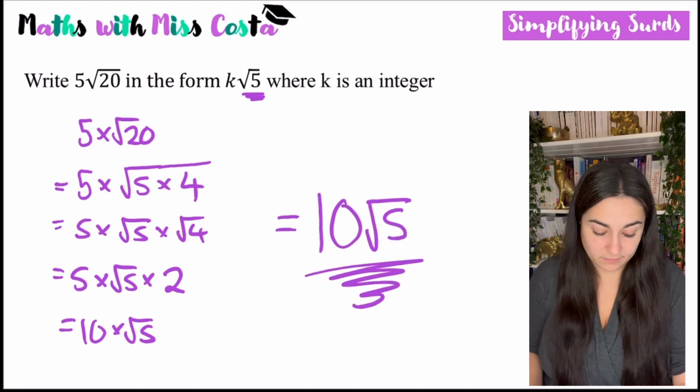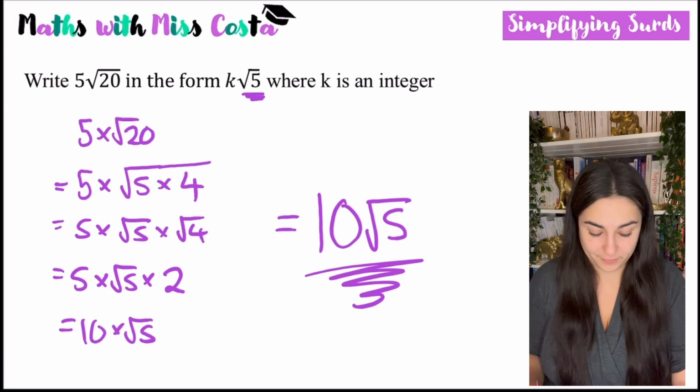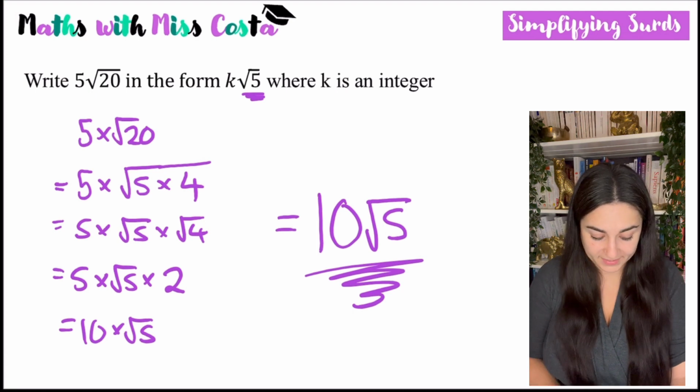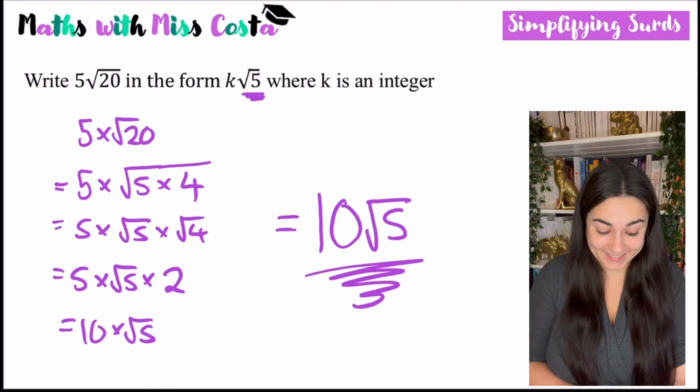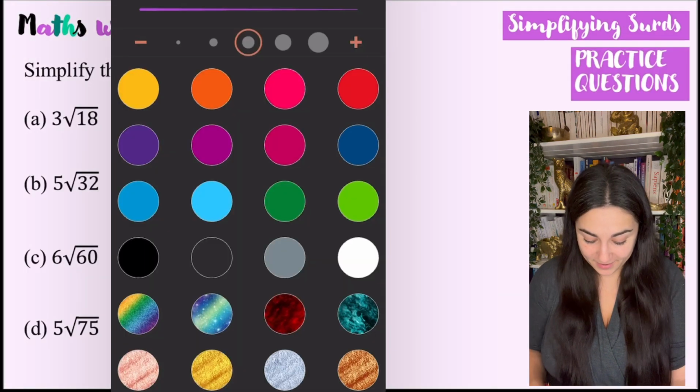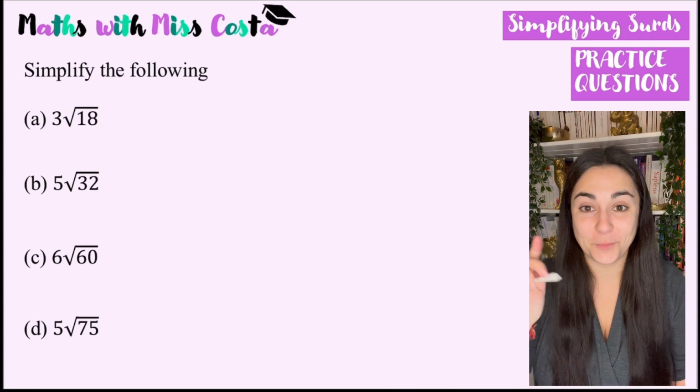So hopefully you see these are just a natural progression of before. It's just you've got a number in front of the root. So once again, let's have a go at these questions. I am just going to let you pause.